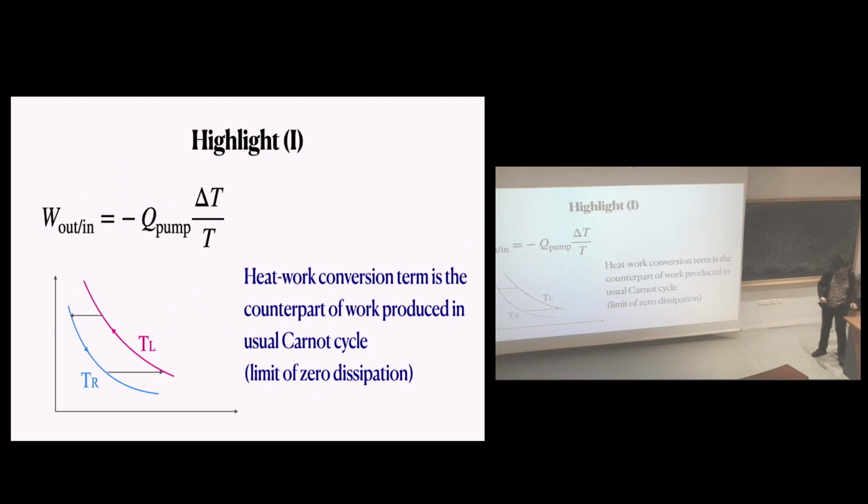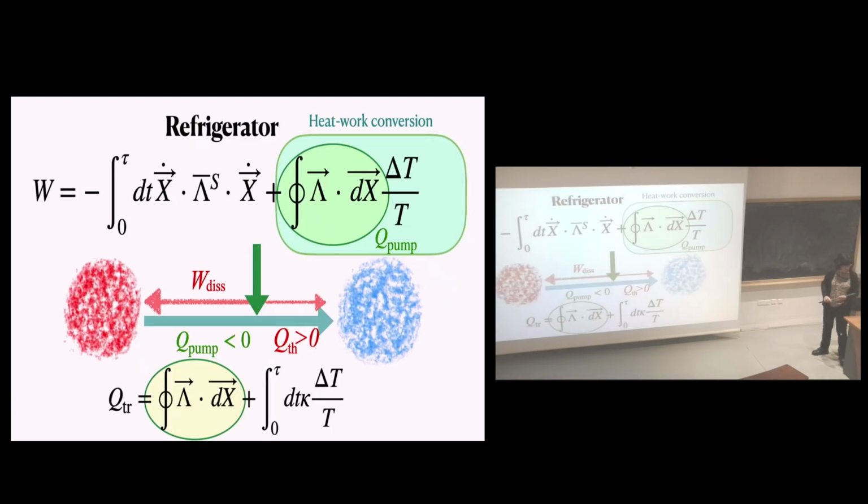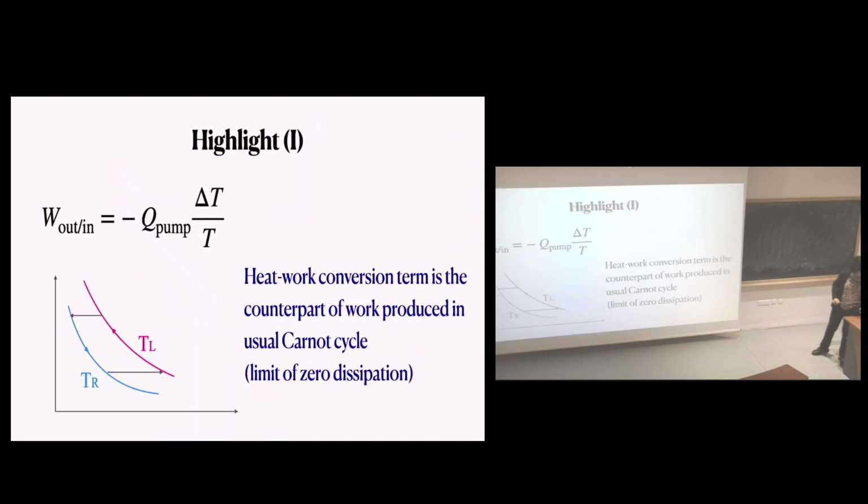So some highlight here. Notice that the expression I presented in the first slide for the Carnot cycle was that in the Carnot machine, the work, I said this is the heat-work conversion, is the heat extracted from the hot reservoir, for the case of the heat engine, times the difference of temperature divided by T.